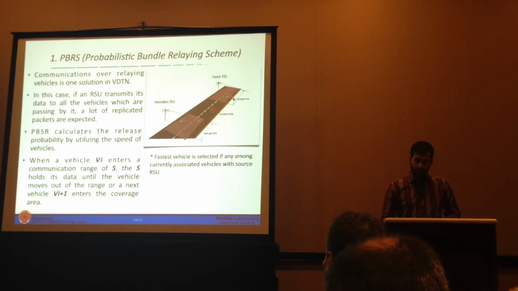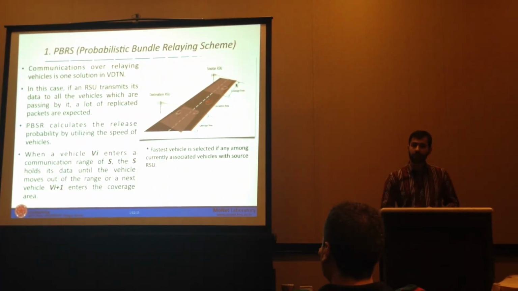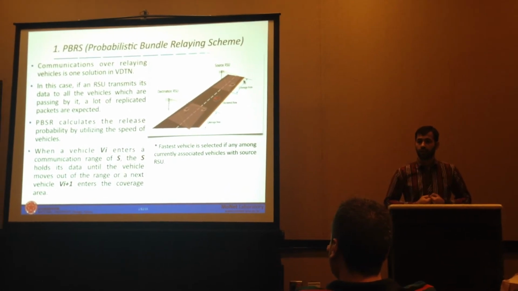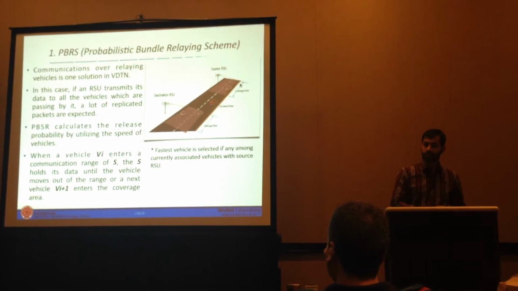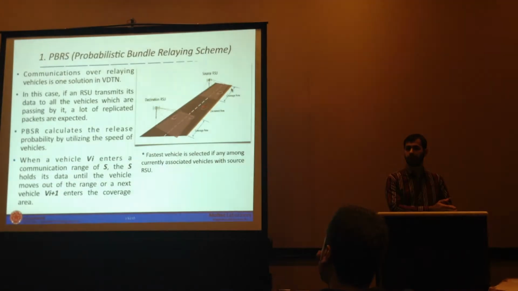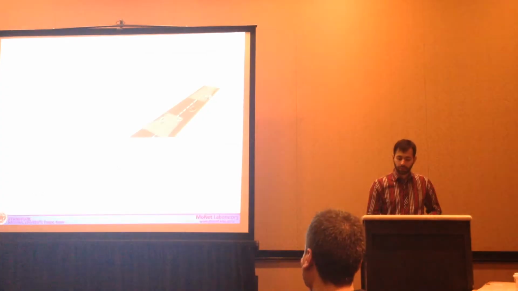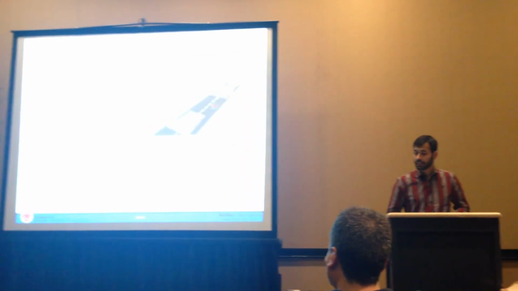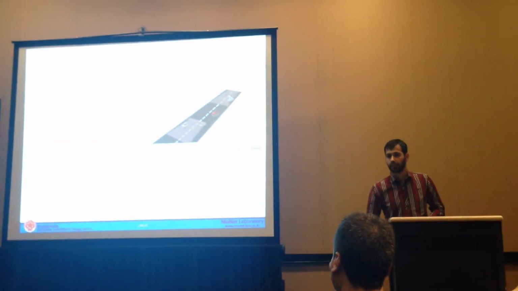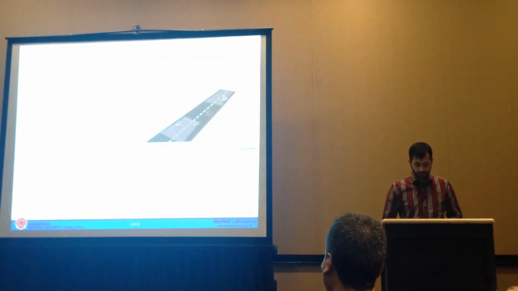So it means that when the first vehicle enters the coverage area of the source RSU, it will not directly transmit the data, but it will hold on and wait for another option. And if it gets a better option, it will select the vehicle with the fastest speed. Otherwise, when this vehicle is about to leave the coverage area, it will transmit its data to be sent to the RSU ahead. That is the main theme of this scheme.